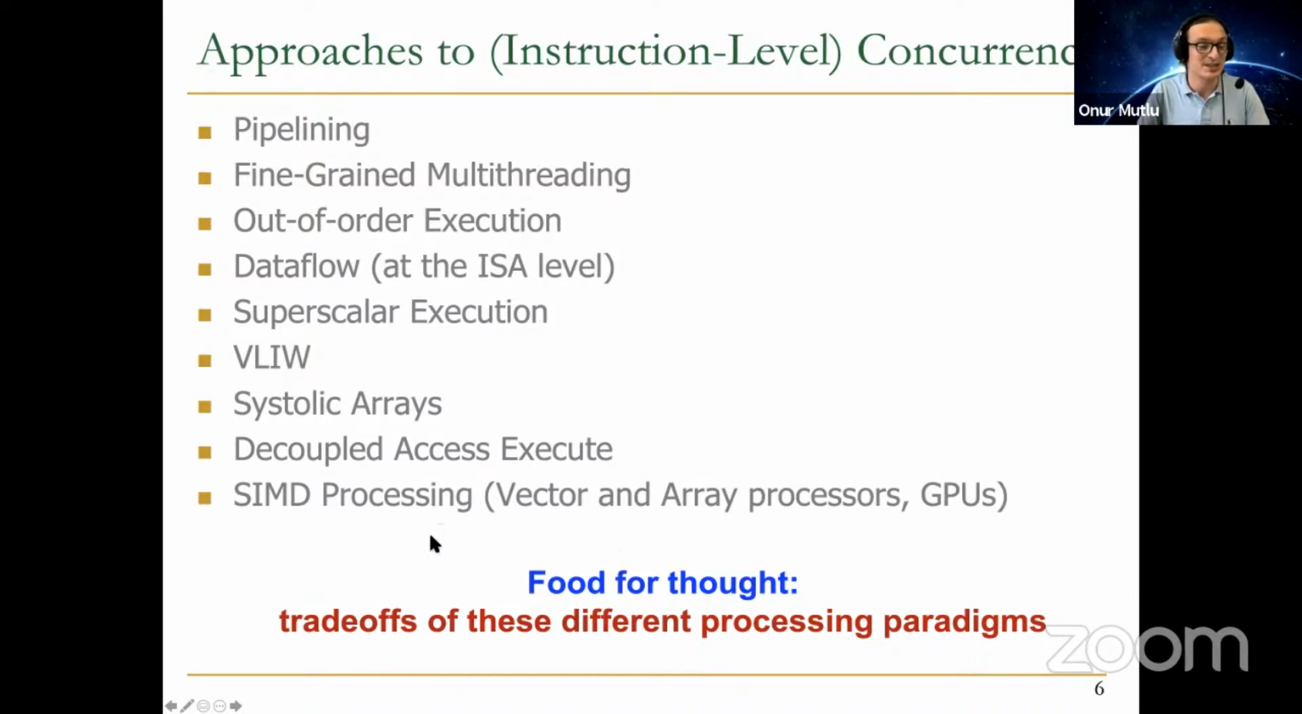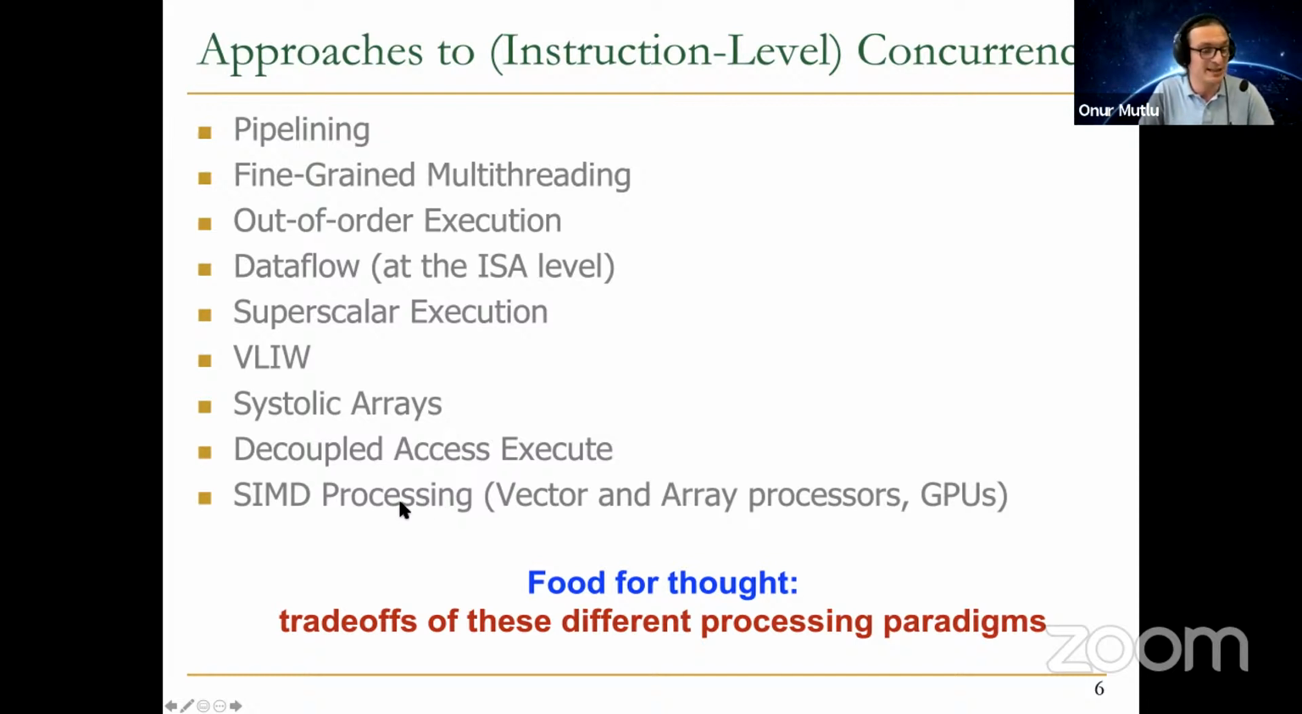What is the difference between systolic arrays and GPUs? Which one would you use when? And I will throw in another thing: what is better potentially for machine learning workloads going forward? Systolic arrays, SIMD processing, a combination of both?